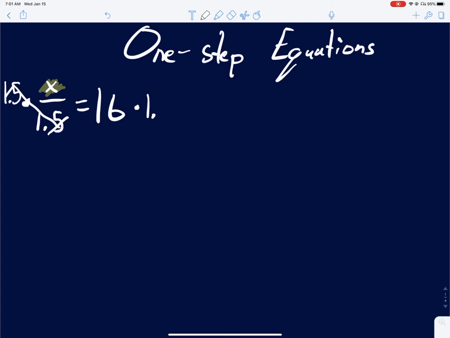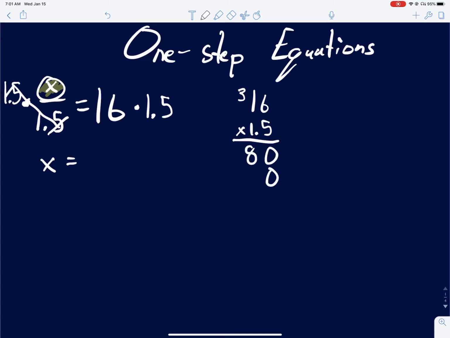So we're going to multiply this side by 1.5. So we're left with just this x on this side. We need to figure out what 16 times 1.5 is. Okay, 6 times 5 is 30. We'll bring down that 0, carry the 3. 1 times 5 is 5, plus 3 is 8, so 80. Now we've got to put our little placeholder here.